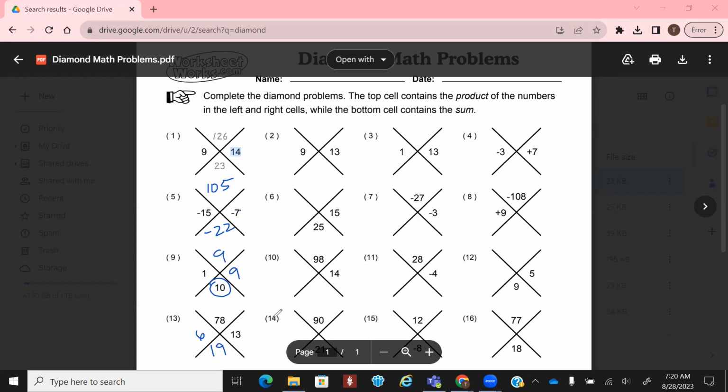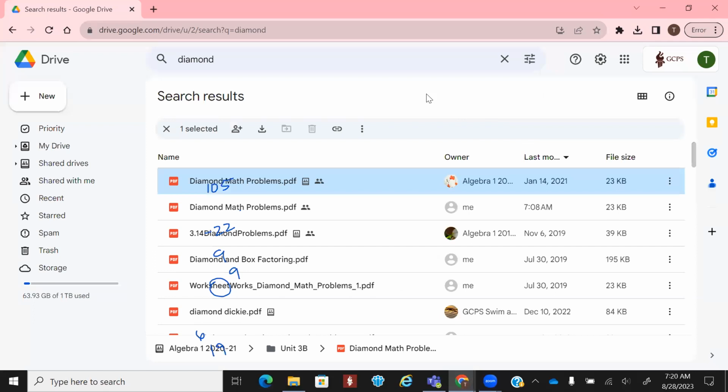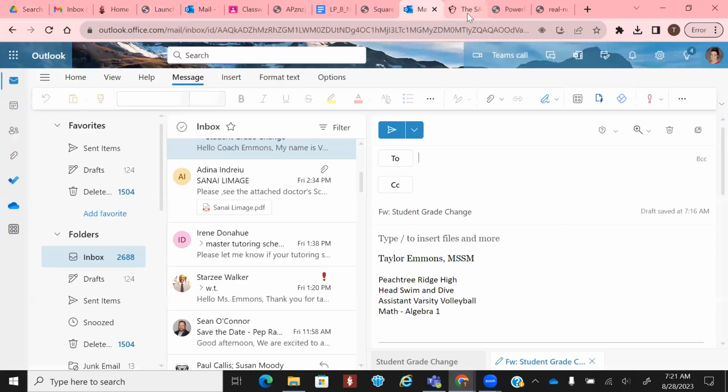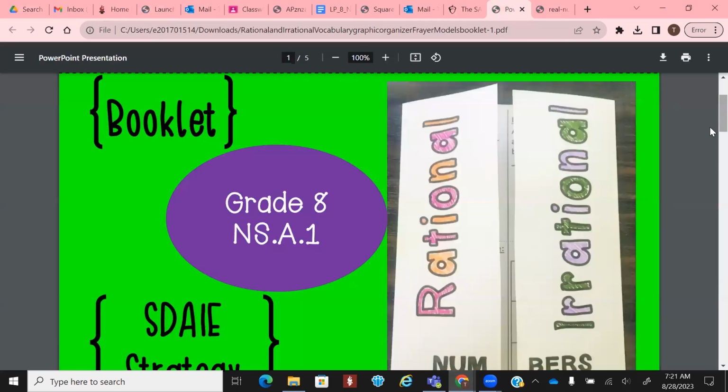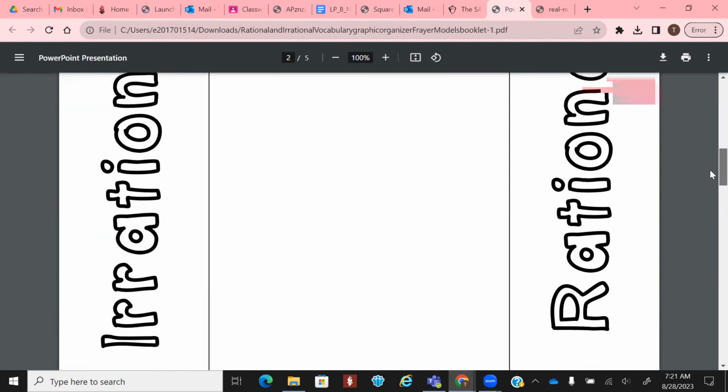Are there any questions on how to do this? Okay. Okay, go ahead and take a look at the little foldable I gave you that has the rational, irrational stuff on it.